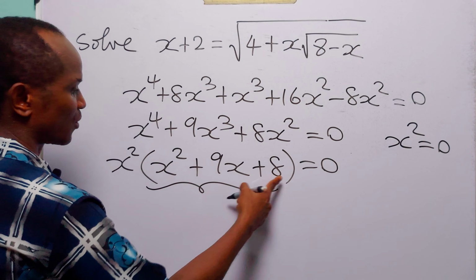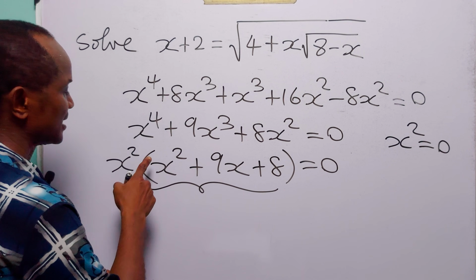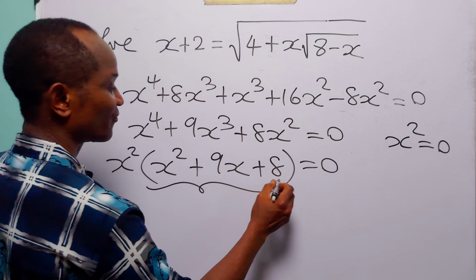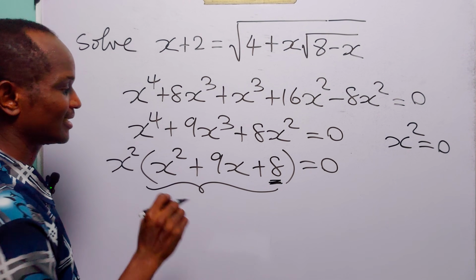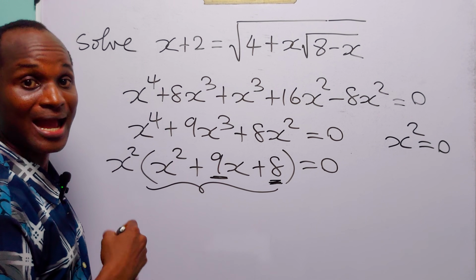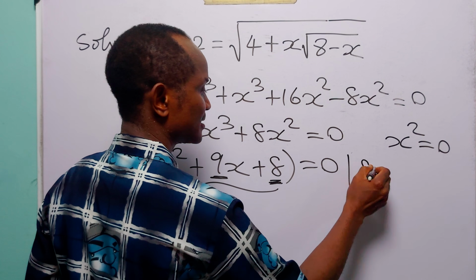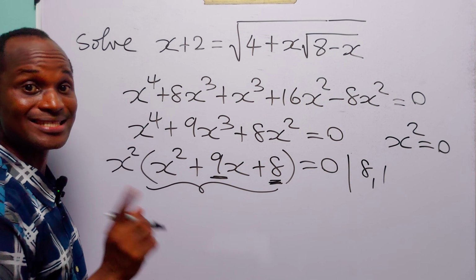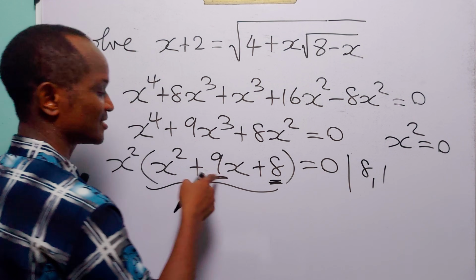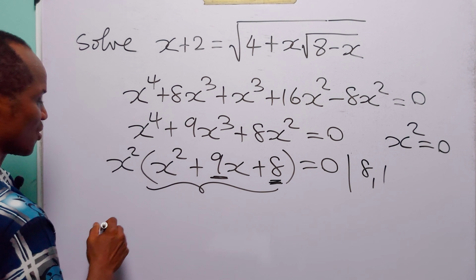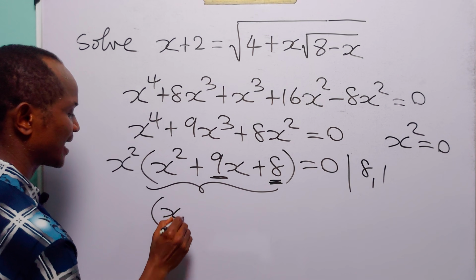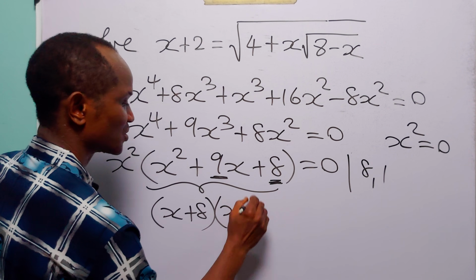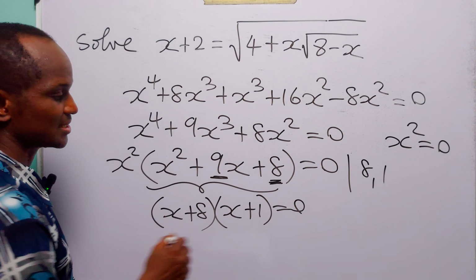Now, we can solve this quadratic equation by factorization. Since the coefficient of x² is 1, all we need to do is to find the factors of 8 that add up to 9. And of course, we have 8 and 1, because 8 times 1 is going to give us 8, while 8 plus 1 is going to give us 9. So we have (x + 8) multiplied by (x + 1) is equal to 0.